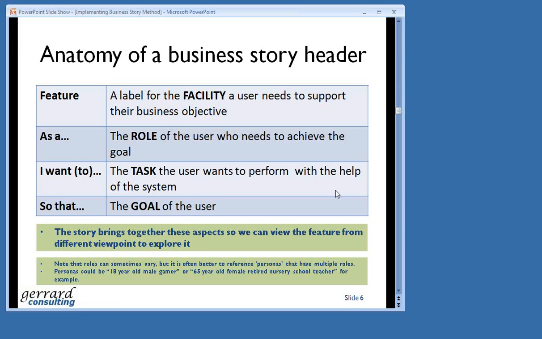Also, you might find that just the use of roles isn't enough, particularly if you're deploying your solution into a diverse community. You might want to look at personas as well, which give a particular type of user, and use those within your stories too. I would recommend you have a look at that if you haven't done that already.